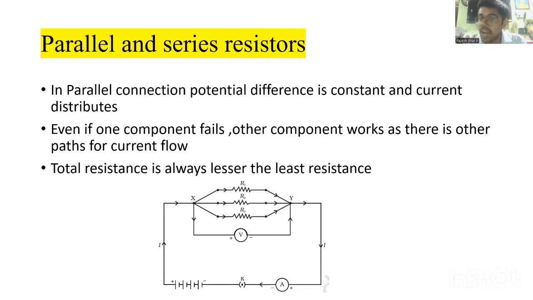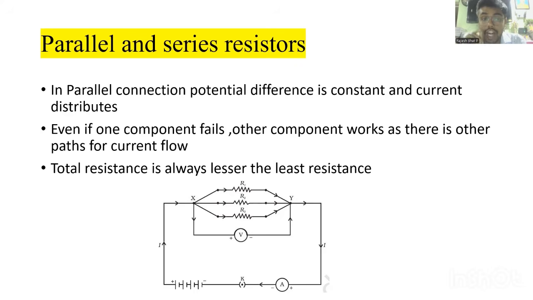Because there are different paths. Current goes to R1, no path. Okay, leave it, I still have the R2 path and R3 path. It will say, I have the R2 path and R3 path, I will go, no problem. So even if one component fails, that's okay. Current will easily pass through the other components.